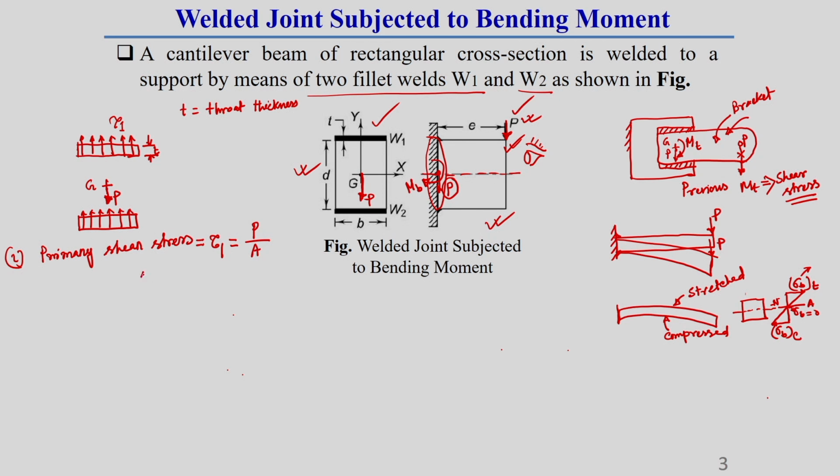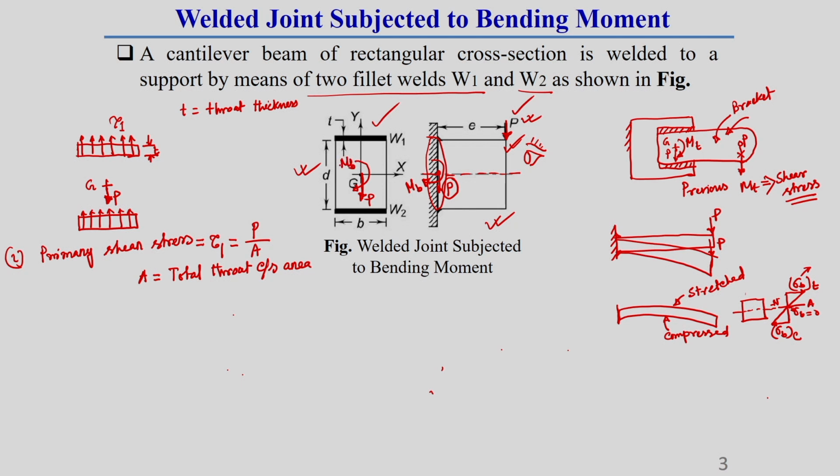So, what is this A? A equal to the total throat cross sectional area. Now, due to this replacement of this force P at the center of this weld plane, there will act a moment that is called bending moment MB.